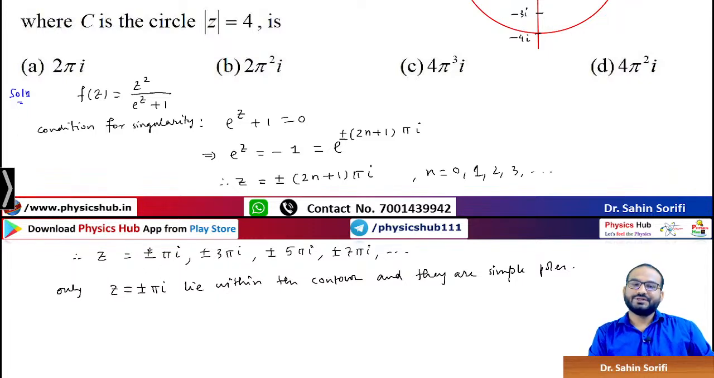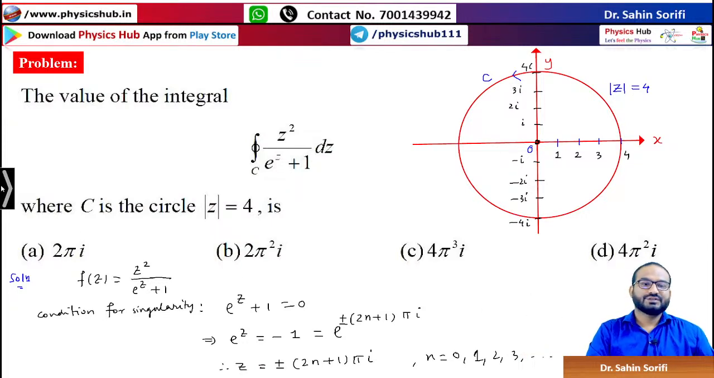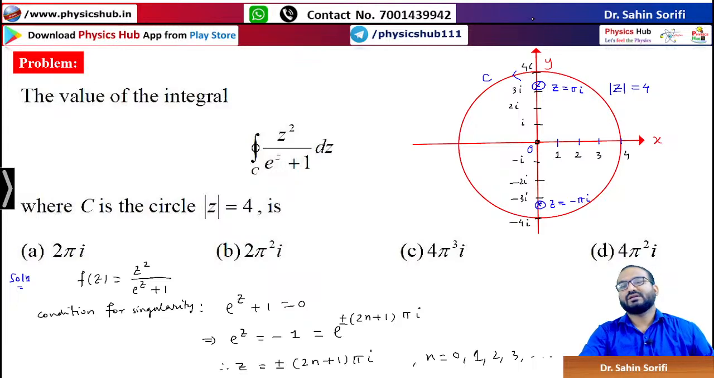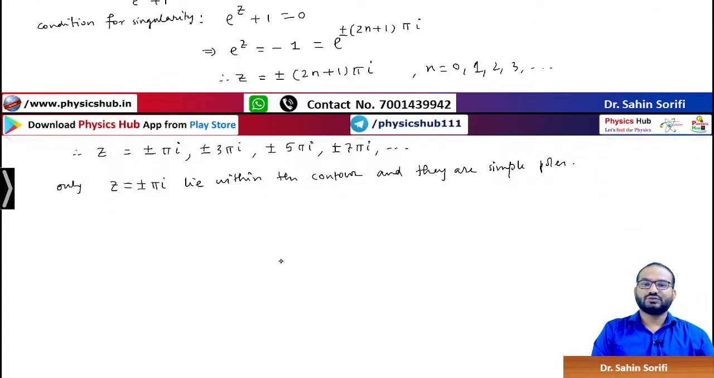Look, what is the value of pi? 22 by 7. 22 by 7 means 3 point something, so obviously less than 4. But if you consider 3 pi I, so 3 into 3 point something, so 9 point something, so obviously it is coming out of the contour. So around here one pole is z equals plus pi I, and here another pole z equals minus pi I. So 3 pi I will lie somewhere far away from the contour. So we need to consider only those poles which are lying inside the contour while calculating residue.